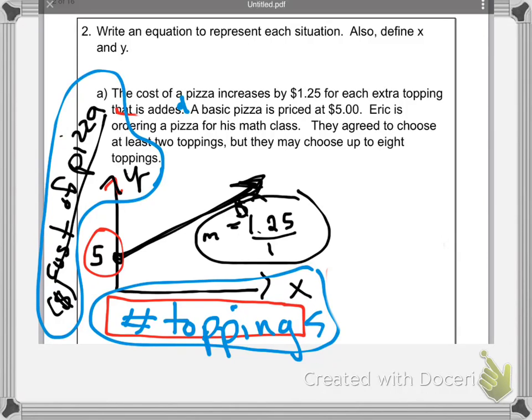So far the line starts here and goes forever and ever and ever. But now there are limitations put on this. His math class agrees to choose at least 2 toppings. So they're not getting 1 topping, they're not getting 0 toppings, they are getting at least 2 toppings. And they're going to choose up to 8 toppings, so they're not going to get any more than 8 toppings.